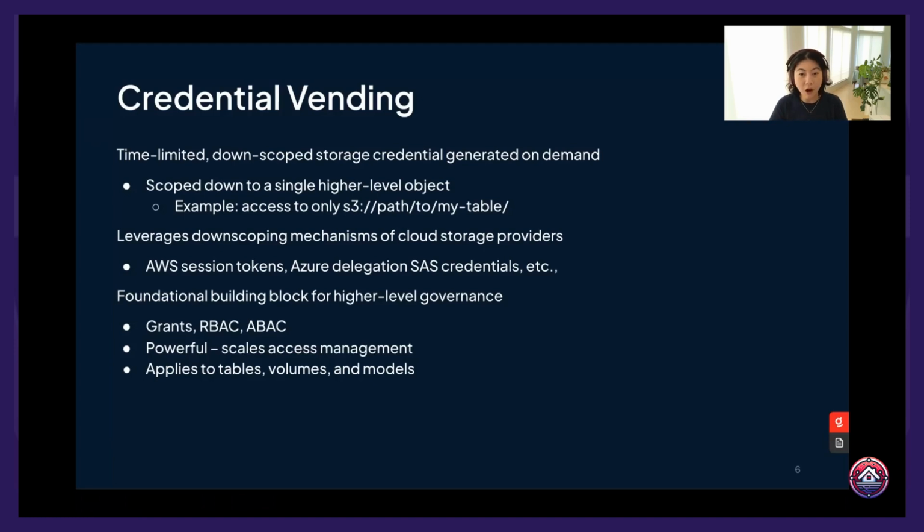It doesn't have access to all of the files that might be in object storage, which they shouldn't have access to. This mechanism is also the foundational building block for things like grants, which you just talked about, and also role-based access control, attribute-based access control, and a bunch of other things. This also applies to any object that might be in object storage or any collection of files. Tables, volumes, and models all share this same property of essentially just being a directory in object storage, and so we do credential vending for all three of these objects. So, unified governance across data and AI.